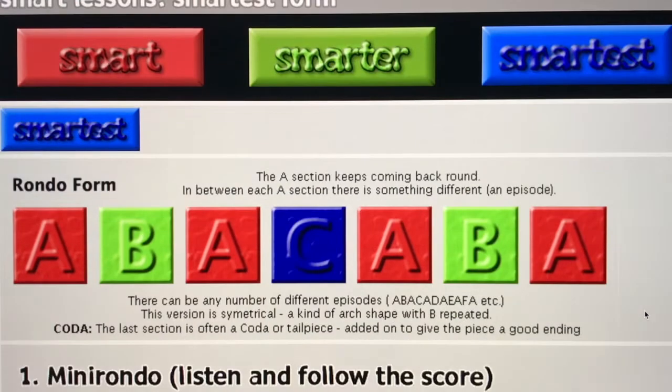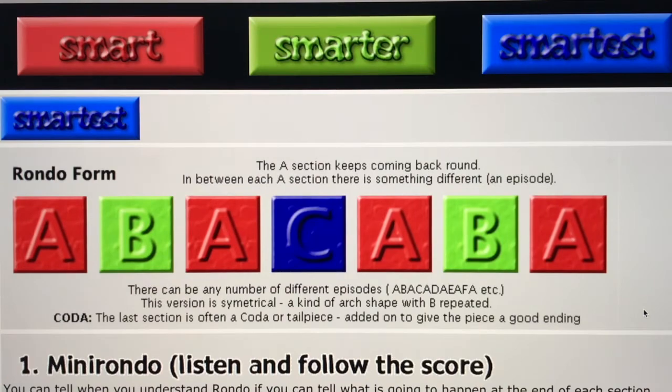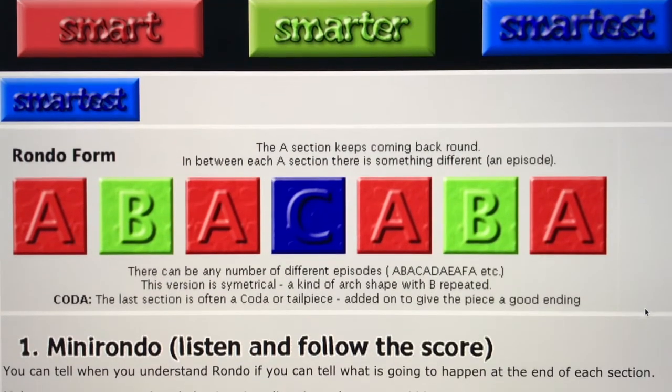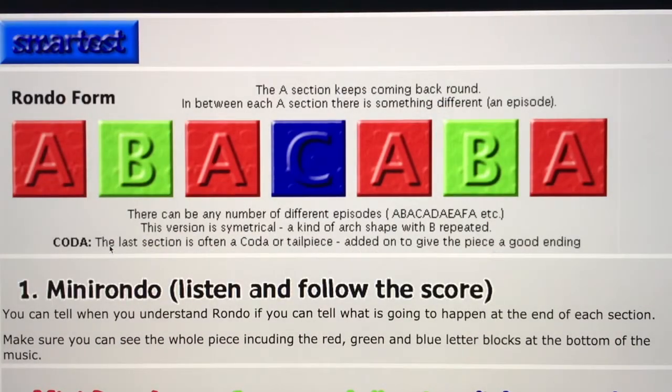So there's another new word here called coda. Coda is another Italian word. It's a special ending section. So at the end of this last A section, there could be a different ending. It's not completely different music, just an ending to finish off the piece. And it's based on the A. Coda means tailpiece. And it's added on to give the piece a good ending.